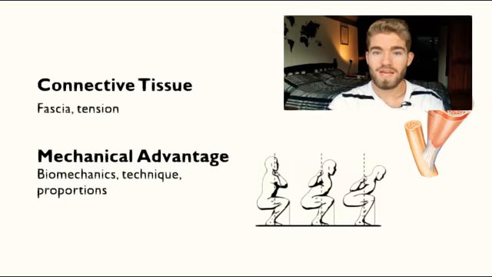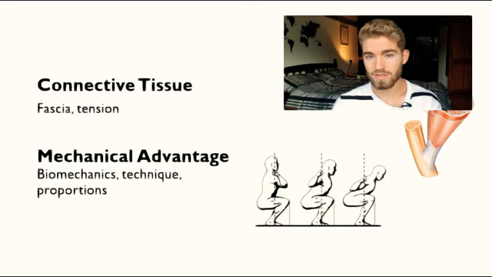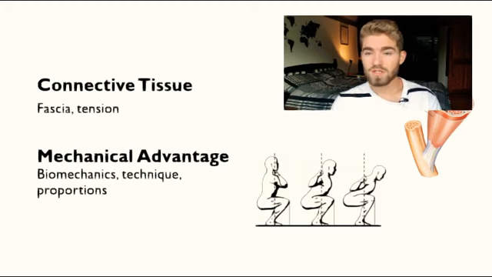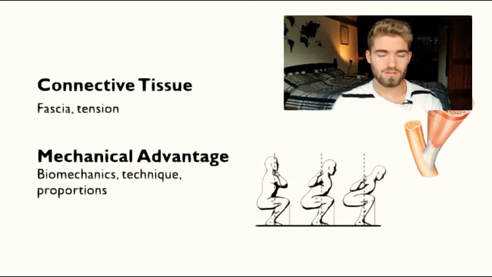Finally, we've got mechanical advantage. So that's just where your biomechanics changes. So that's anything like a technical change or your proportions. You could change the proportion of your hamstring versus your quads, and that can change the mechanical advantage in a squat or a deadlift. It's all dependent on your body proportions, and to be honest, there's not a huge amount that you can do with this.